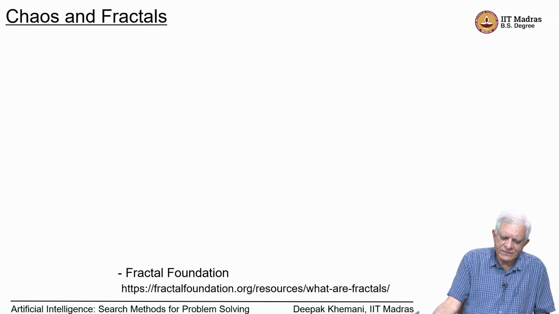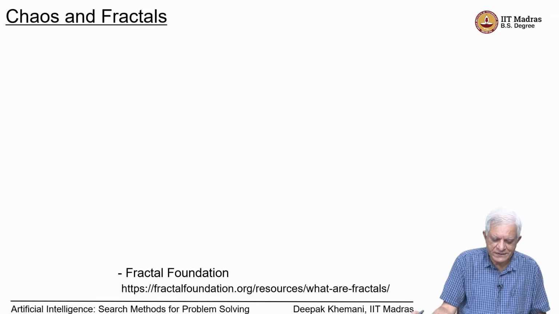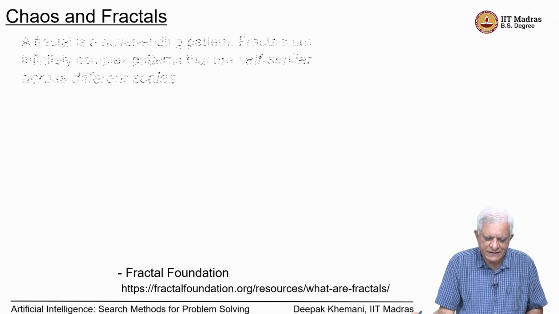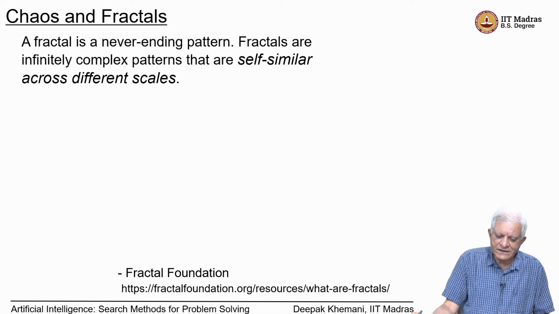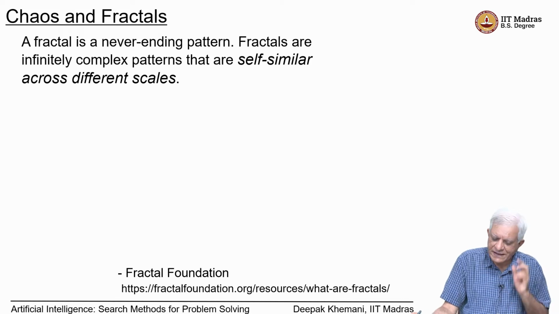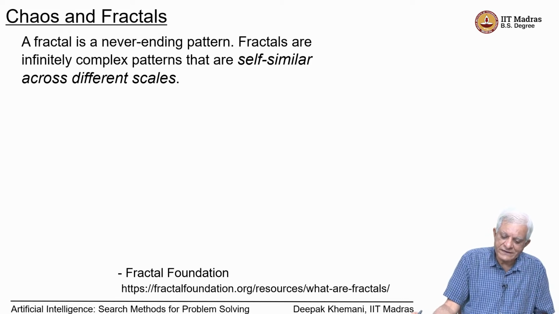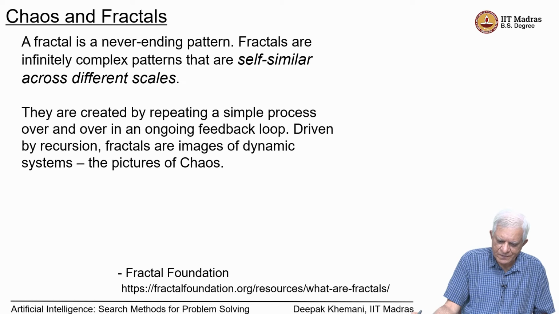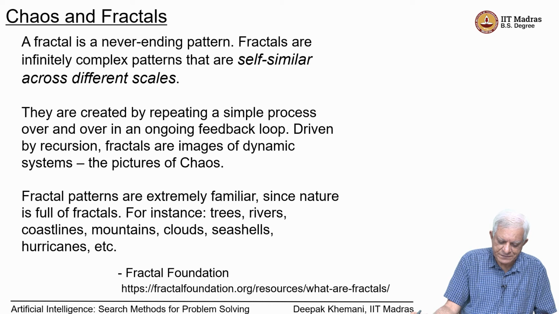The same idea is followed in the world of chaos and in fractals. So, a fractal is a never ending pattern. Fractals are infinitely complex patterns that are self similar across different scales essentially. We will see what we mean by this. They are created by repeating a simple process over and over in an ongoing feedback loop essentially. Driven by recursion, fractals are images of dynamic systems, which some people say are the pictures of chaos.